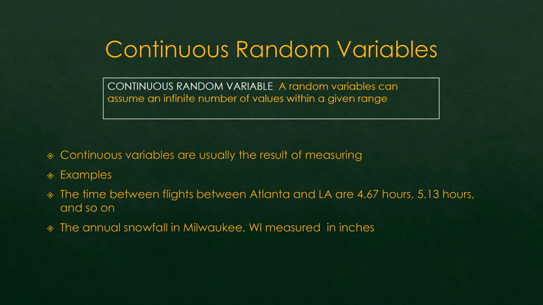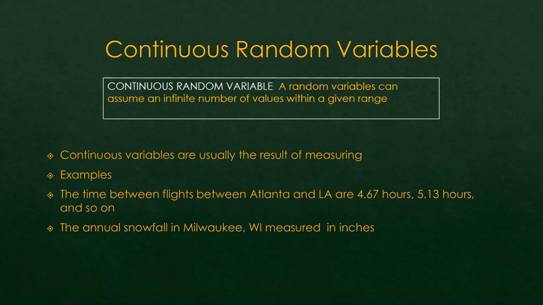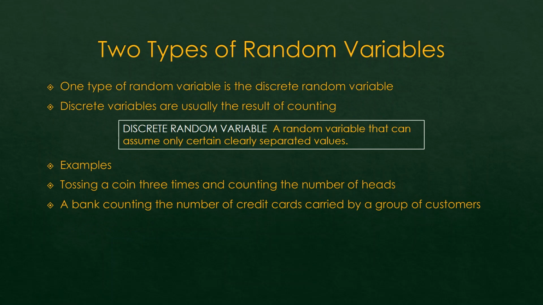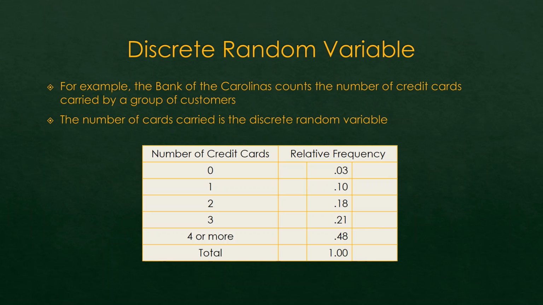The annual snowfall in Milwaukee, Wisconsin is measured in inches. It could be 100 inches, 95, 96, 92, or 92.5, 96.3, but there could be increments between those inches, making it continuous. So that's the difference between continuous and discrete random.